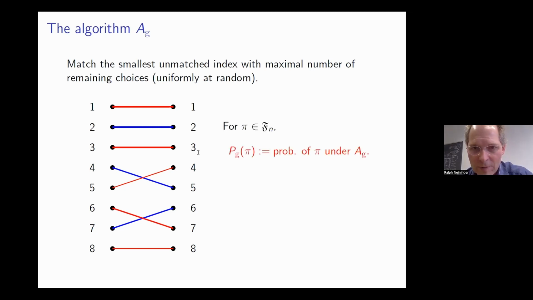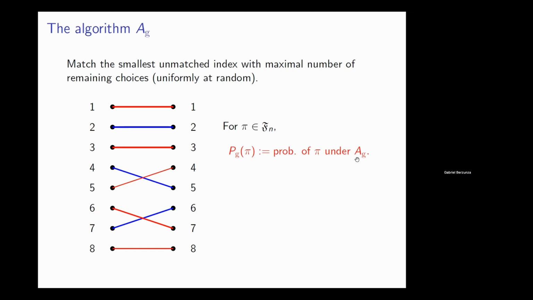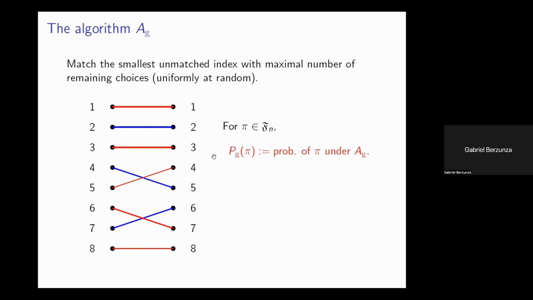And the quantity they're interested in is the probability under this algorithm. It's called P_G, where G means greedy. You always take the element with the maximum number of choices. So for this greedy matching algorithm, P_G of pi denotes the probability of pi to appear under this algorithm.